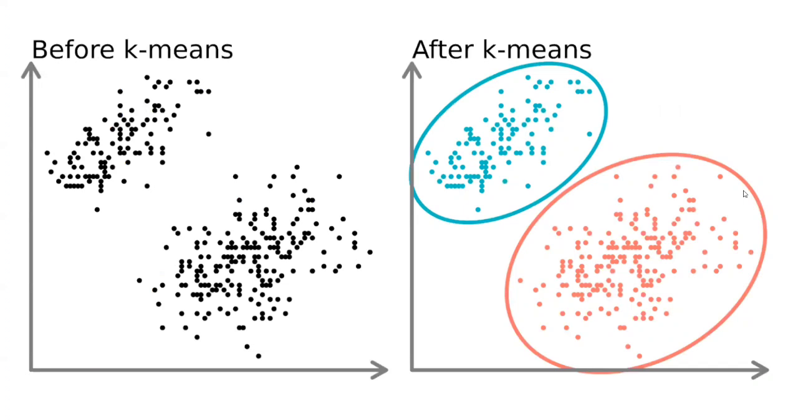So this is how k-means clustering works. As you can see, after k-means, the data points are concentrated towards two clusters, from which we can conclude that there are two groups of data or two categories of data after using the algorithm.